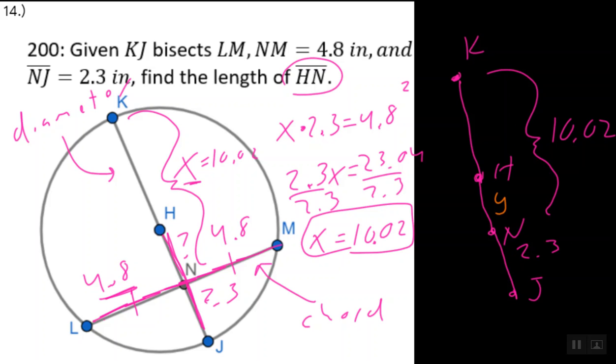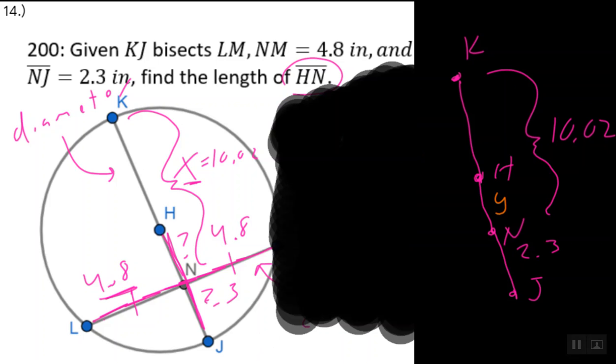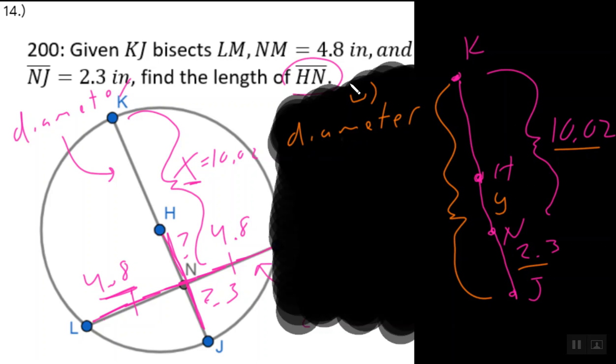So what in the world are we going to have to do? And let me pause this and really clean this up to kind of finish this off. We see here that we can actually get the entire length of KJ. We can get the entire length by adding 2.3 and 10.02. So let's do that right there. And let's actually call that what it is. It is a diameter, or the whole length here, by doing 10.02 plus 2.3, which will actually give us 12.32.